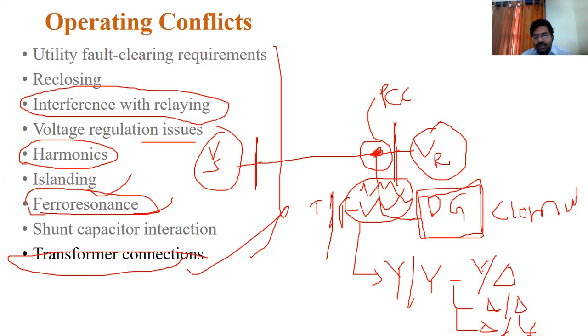Now we are resuming with some different types of transformer connections. Based on these transformer connections, what is the performance of this DG, and how will it be helpful to improve the power quality in the power systems? We are going to discuss all of this in this class. Now see these different types of transformer connections.